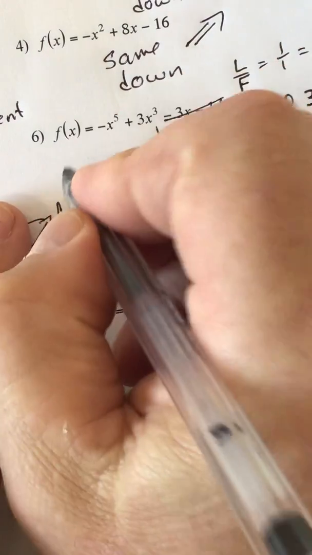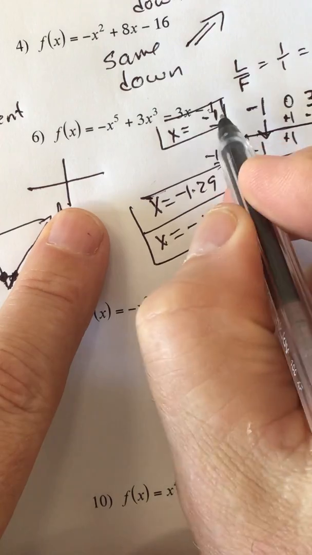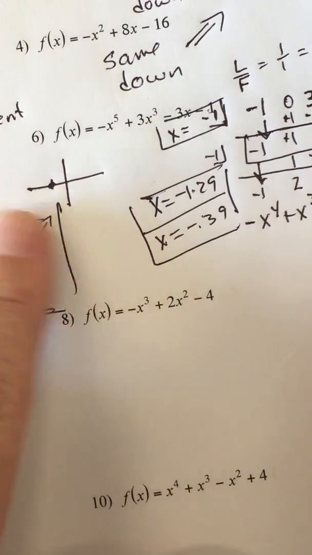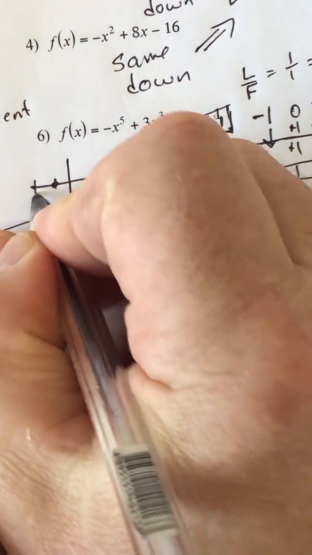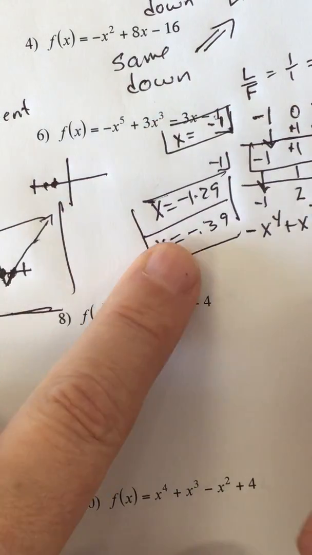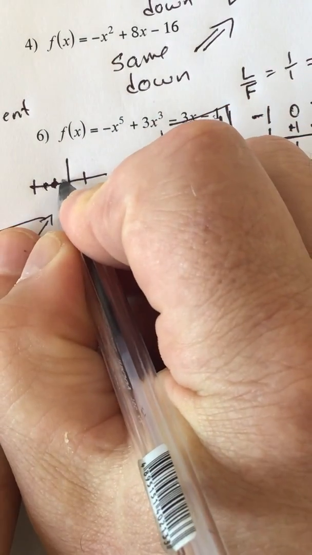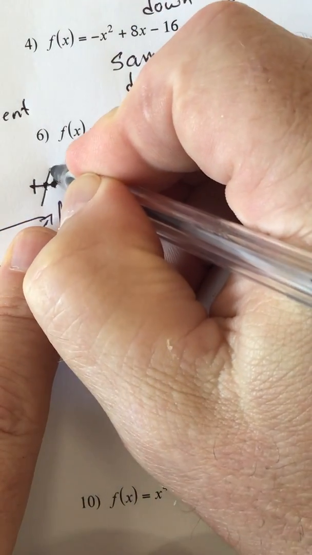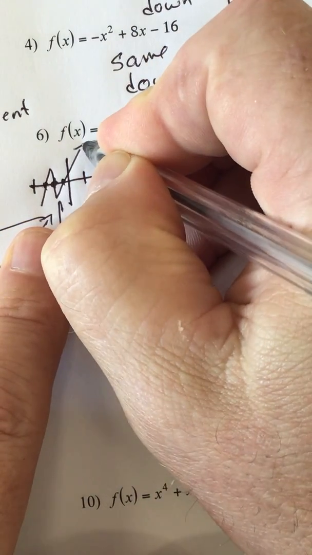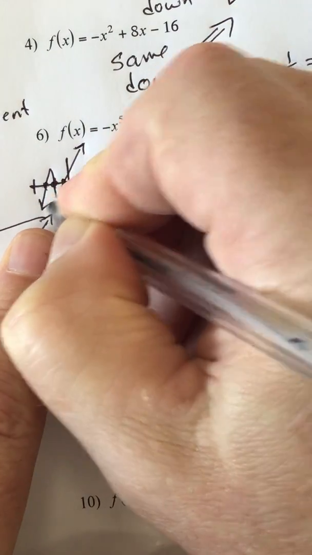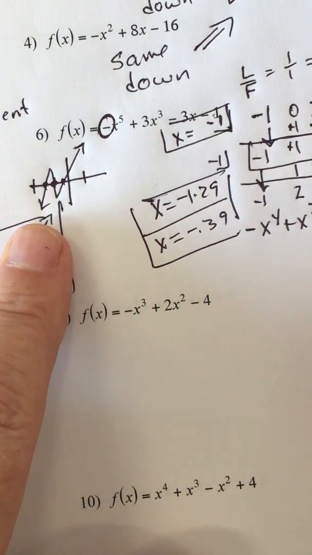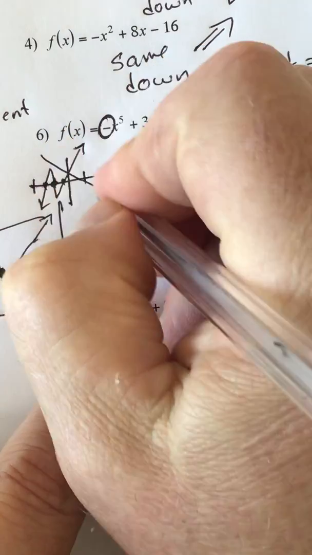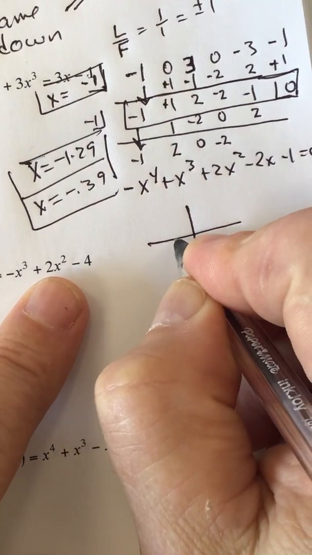So what this is going to end up looking like is, okay, there's a 0 at negative 1. There's one at negative 1.29, so really close to that one. And then there's one at negative 0.39 right there. And then the other two are imaginary. So it's going to look something like this. Okay, it's not going to look something like that because it's going to finish down. So let me plot that again. That is not what it's going to look like. It's going to finish down with those 3 zeros.